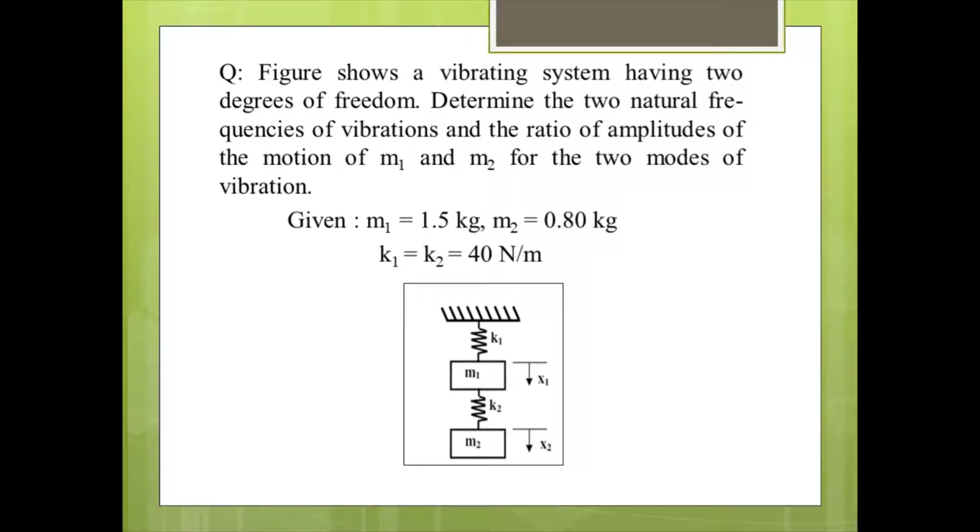This is the first question of this problem sheet number 4, where this particular question says that it is a 2 degree of freedom system where we need to find out the two natural frequencies of vibrations and the ratio of amplitudes of motion of M1 and M2. For the calculation purpose, the numerical values of M1 and M2 are given, as well as spring stiffness K1 and K2 are said to be equal, and they are equal to 40 Newton per meter.